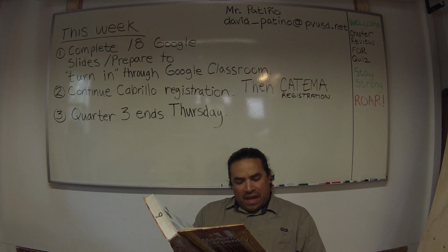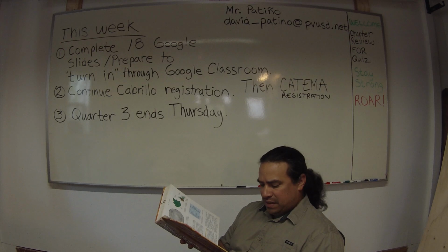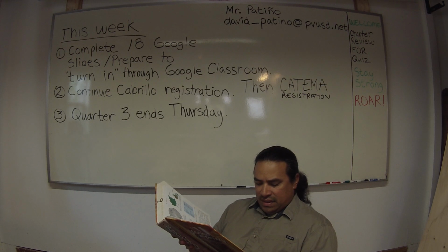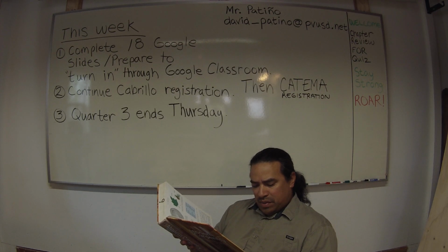Next section, annular rings. Growth in the cambium layer takes place in the spring and summer. Separate layers form each season. These layers are called annual rings. Each ring is composed of two layers, springwood and summerwood.